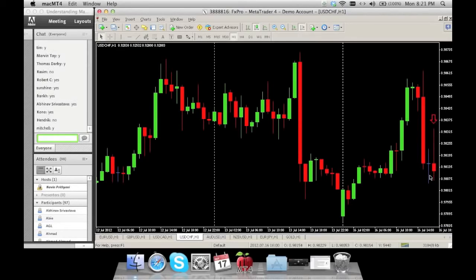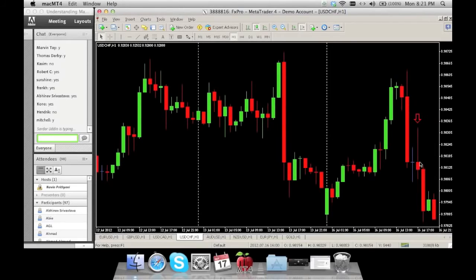This means when the next candle opens up, no matter what it does, let it retrace and everything, it's going to head down. That's what we call a trend continuation pattern.